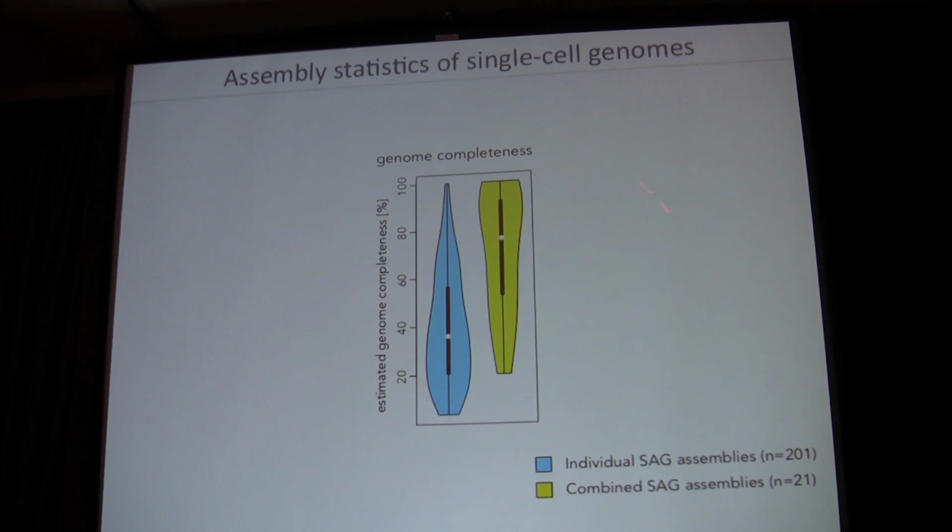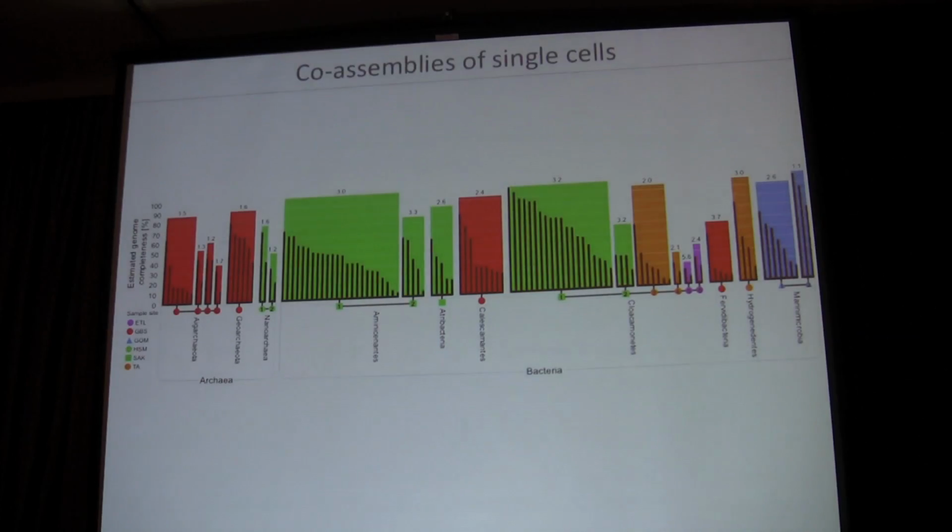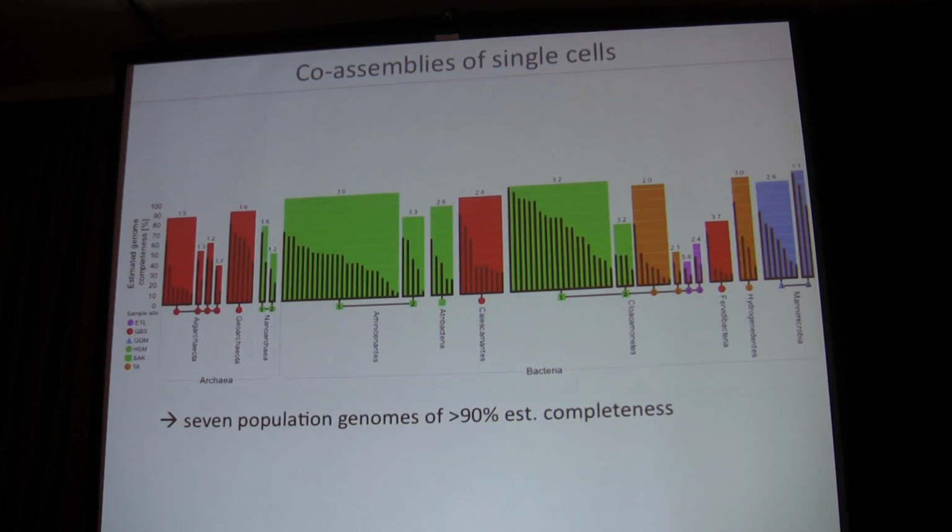This is also illustrated in this genome completeness map here. Again, the median for our single cells is about 35% of the genome, but really anything from a few percent up to the whole genome. And as we start co-assembling, we're really pushing the boundary higher in getting more complete genomes. This also led us to get 7 population genomes through these co-assemblies, where we had an estimated genome completeness of over 90%.